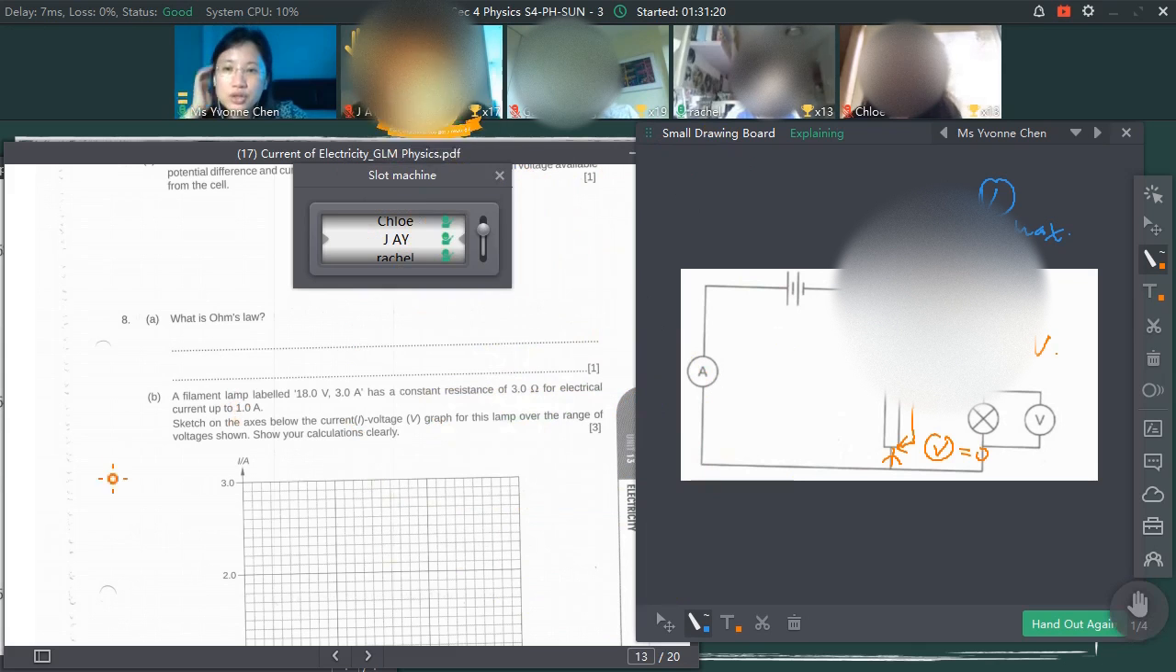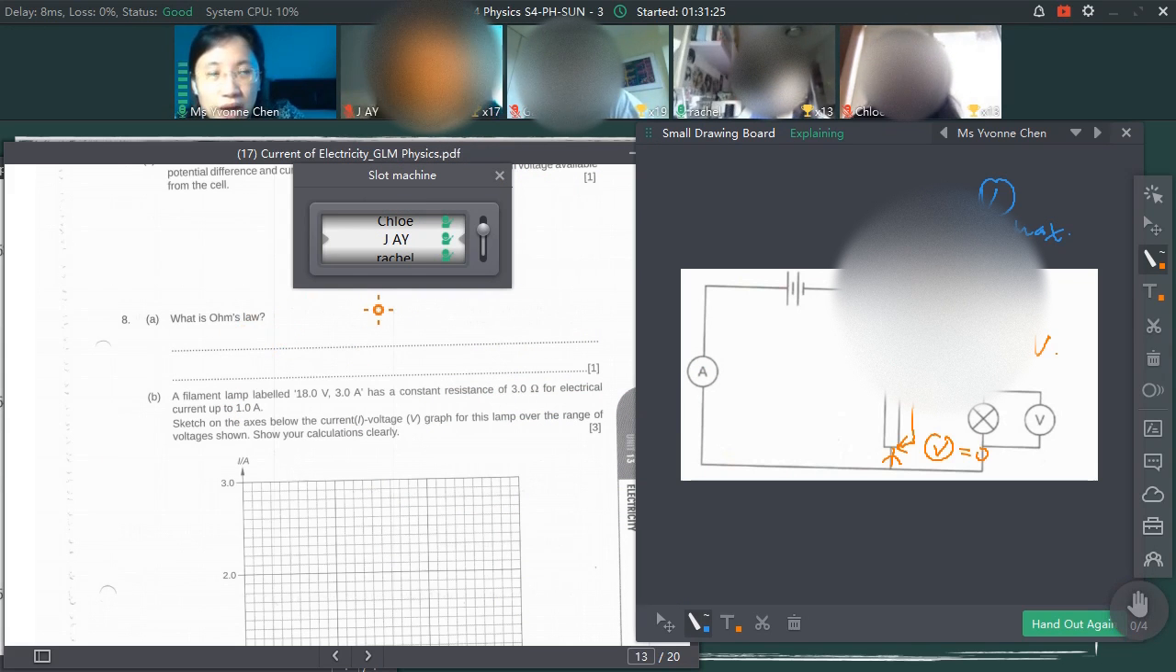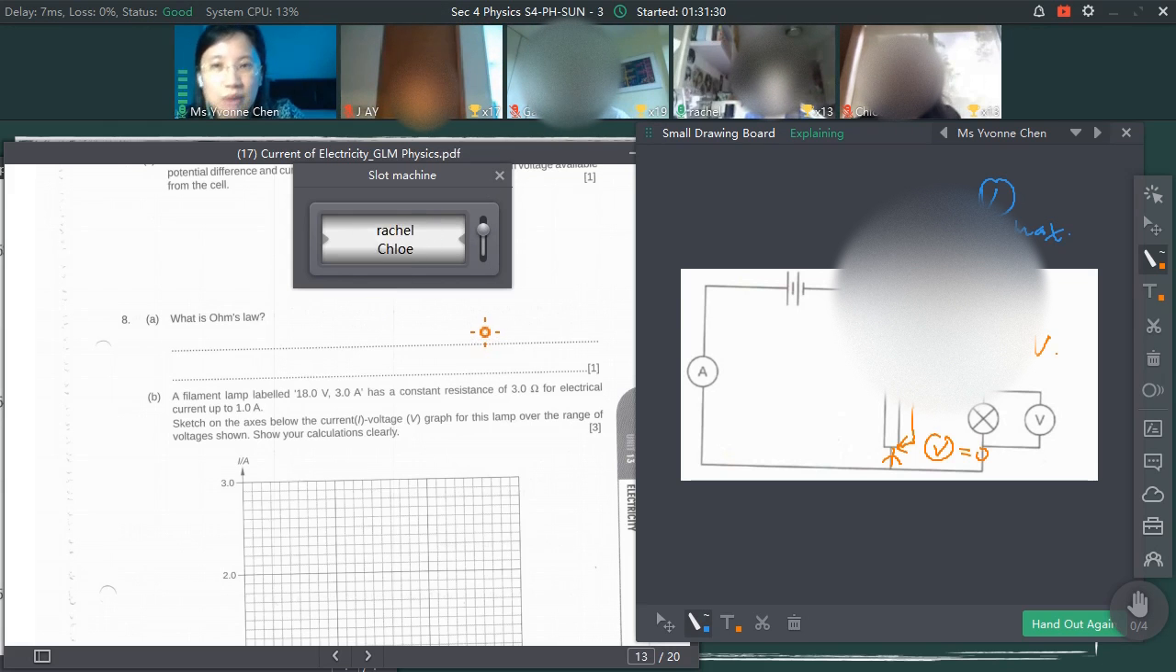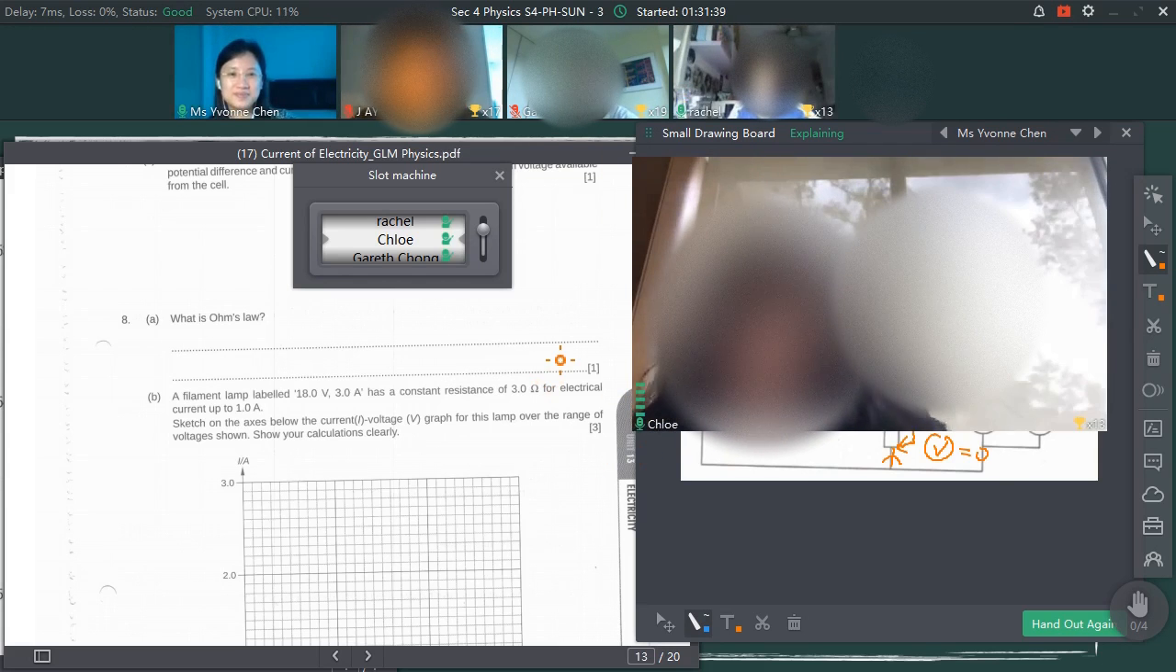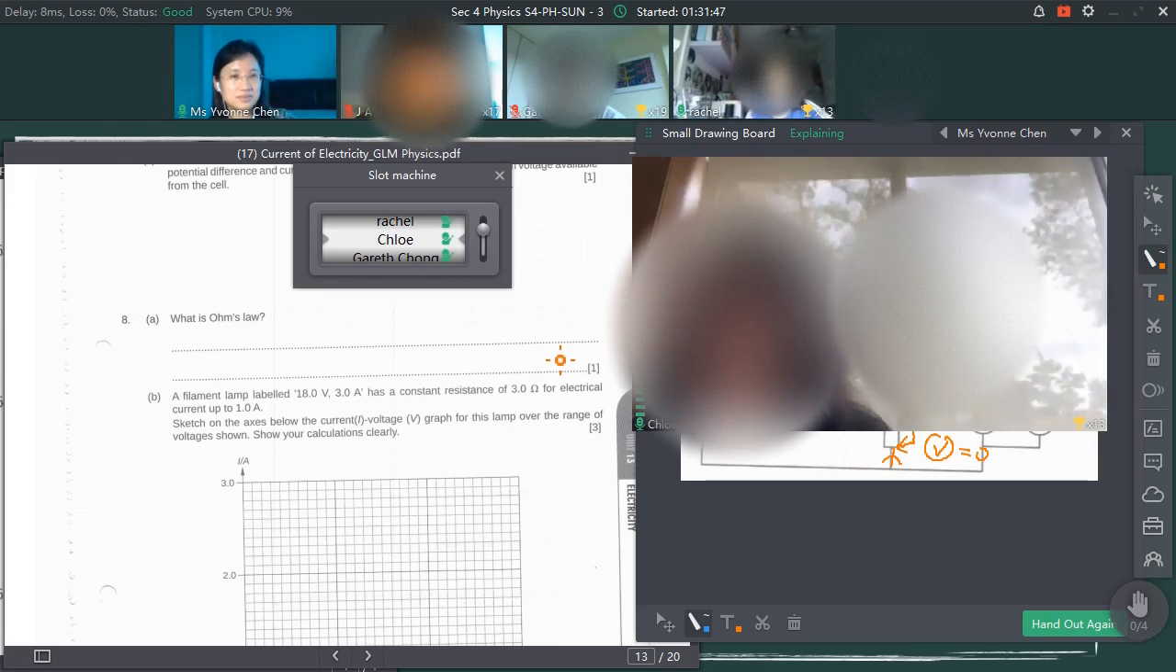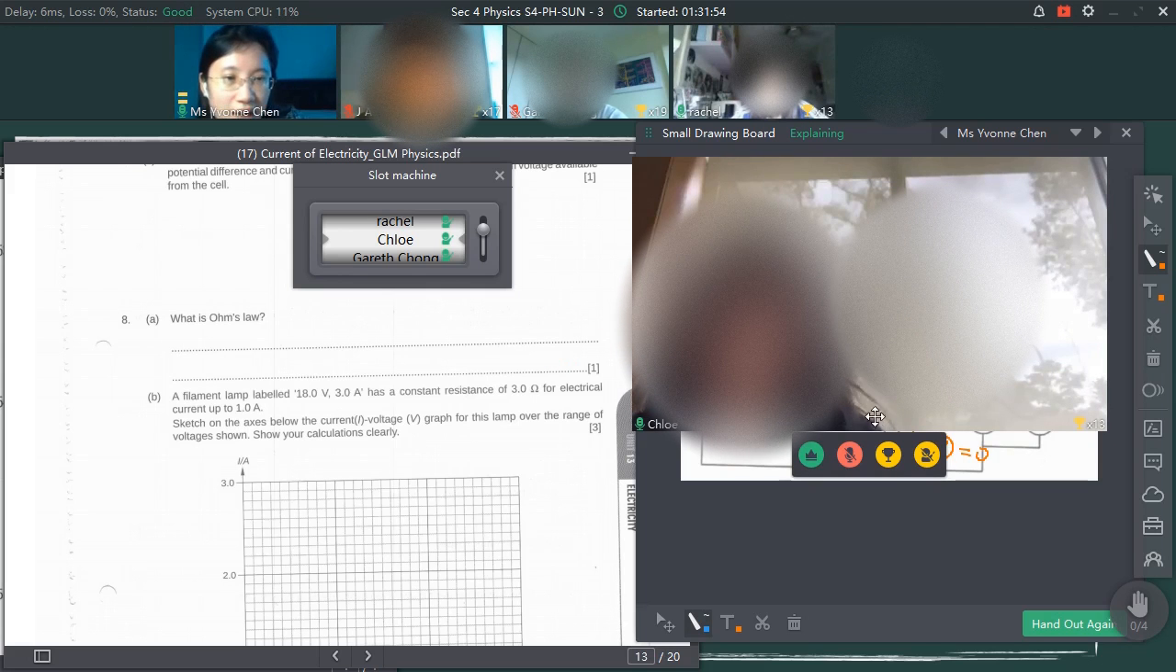Thank you. Okay, so what is Ohm's law? Ohm's law is a very popular question in exams. You are often tested on that. So may I get someone to tell me what is Ohm's law? Okay, Chloe, please. Ohm's law states that the current flowing through an ohmic conductor is directly proportional to the potential difference across its ends, provided that its temperature and other physical conditions remain constant. Very good. Her answer is excellent.